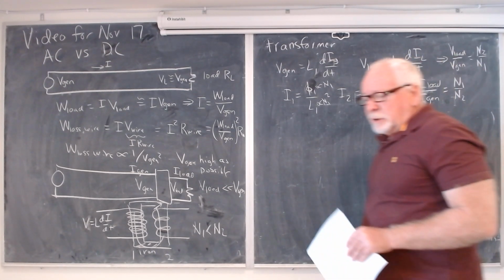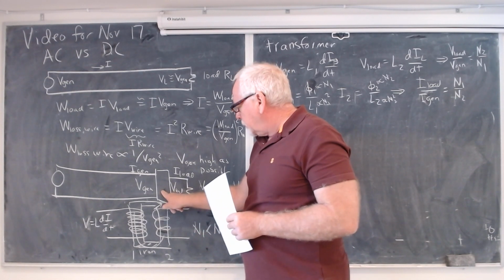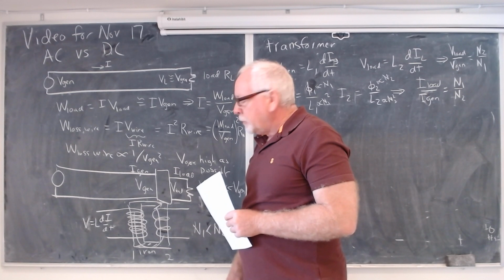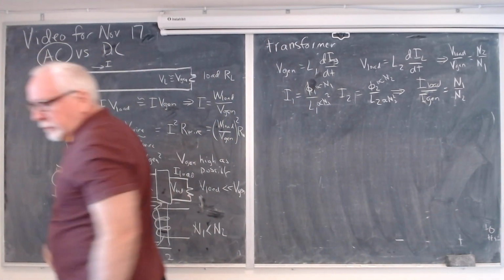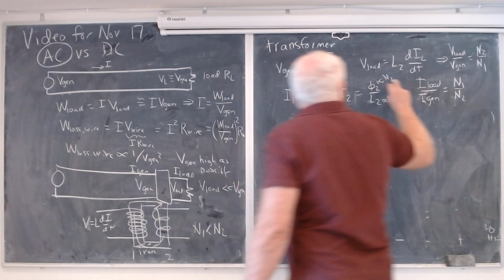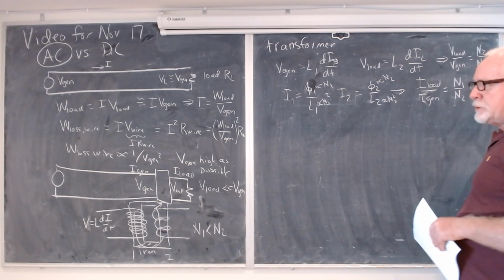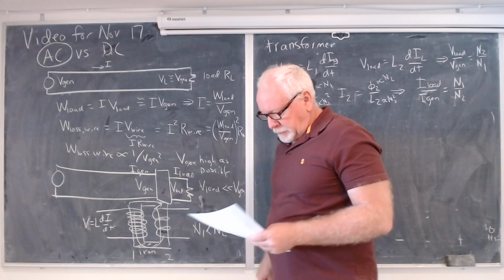And so this was Tesla's contribution to mankind. I mean, he basically determined how to make this thing. And the only thing is, you won't get any voltage on the other side unless you have a changing current. And so it had to be AC. So AC won because you could make transformers.